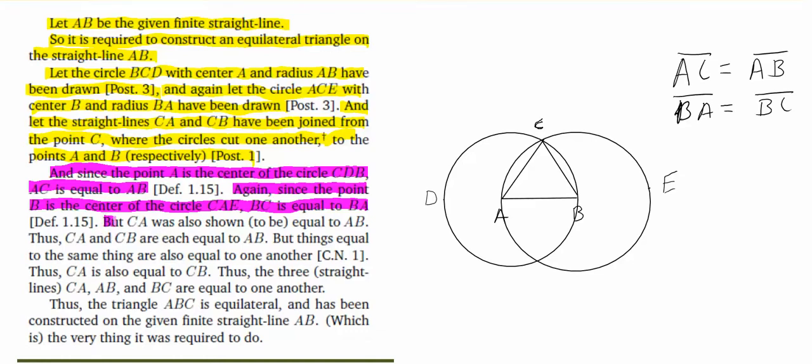Alright, next part says, but CA was also shown to be equal to AB. So we have CA is equal to AB. And it's the same reason. We have AC up here is equal to AB. So if you write it differently or backwards, CA is equal to AB. I'll go ahead and write that down. So we have CA equal to AB.